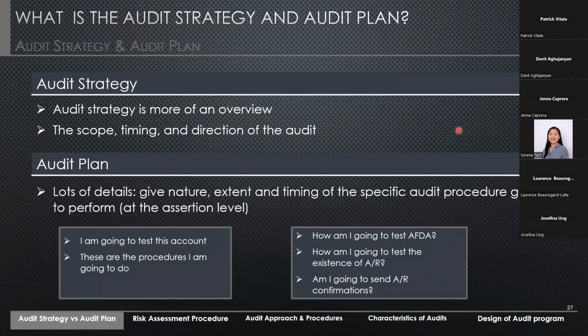Okay, so audit strategy is like the big picture thing. What's the scope, the timing, direction? Audit planning is really like, okay, in this area we're going to be needing more help. We're going to be testing this account more. These are the procedures I'm going to do. So kind of like a recipe. How am I going to test AFDA? How am I going to test existence of AR? So it gives the nature, extent, and timing of the specific audit procedures.